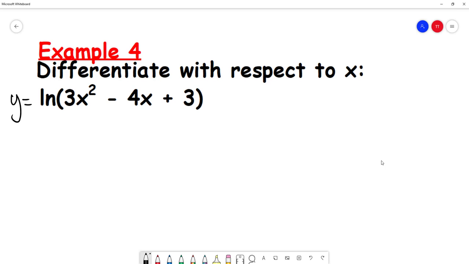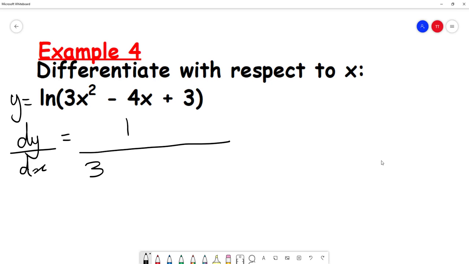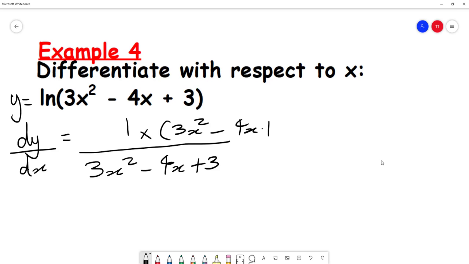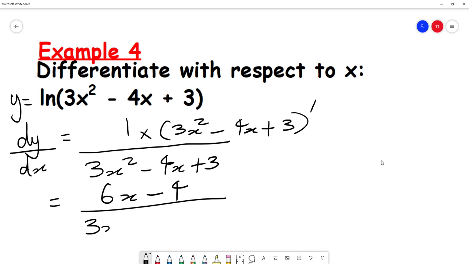Okay, welcome back. We know that y equals ln (3x squared minus 4x plus 3). So we're going to differentiate this by saying dy by dx is going to be 1 over all of this, which is 3x squared minus 4x plus 3, times by the differentiation of the bracket, (3x squared minus 4x plus 3) dashed. So on the numerator, we get 6x minus 4. And on the denominator, we get 3x squared minus 4x plus 3.